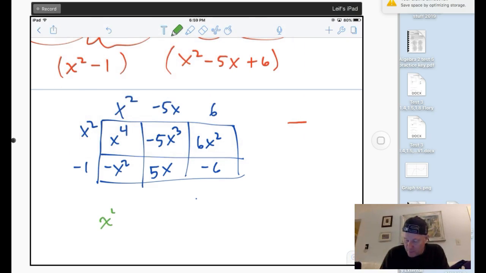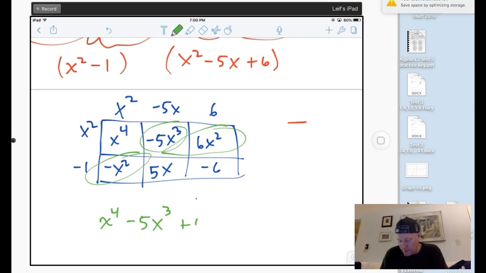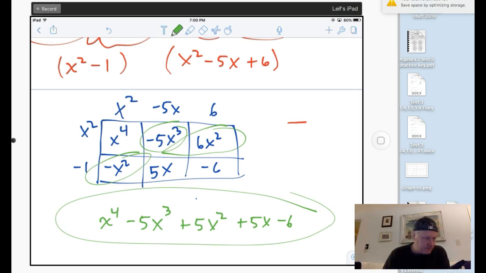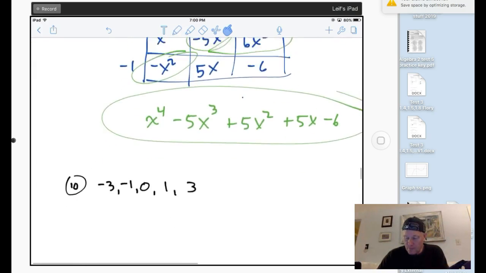I got 1x to the fourth. I got minus 5x to the third. I like to keep them in order: the highest exponent, then the second highest. I got 2x squareds, so that's plus 5x squareds, plus 5x minus 6, and that should be the answer. Yep. All right. So this one.